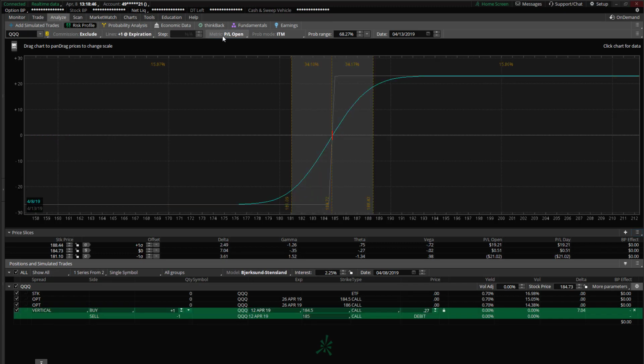So here is a debit spread that I built straddling price. We can see that price is 184.73. This strike is 184.5. The other one is 185. That means I built this debit spread straddling price. I did choose the April 12 expiration. We do have our expected move applied for 1 day past.